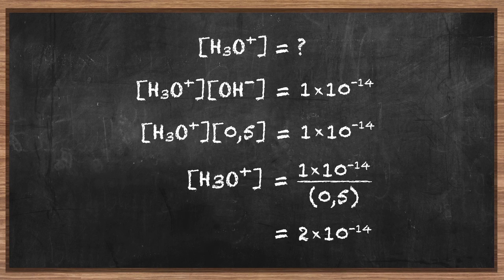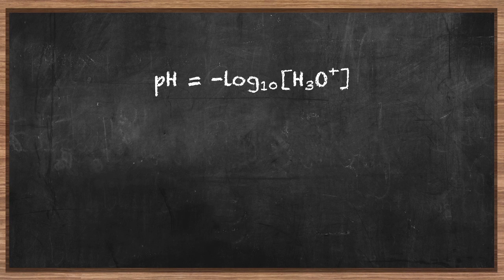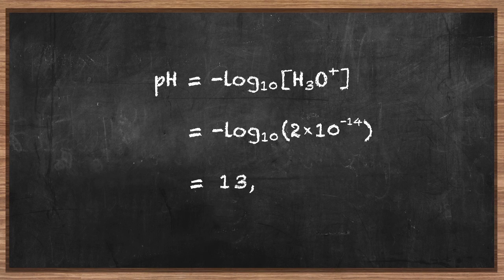Now calculate the pH. pH equals negative log to the base 10 of the hydronium ion concentration, equals negative log to the base 10 of 2 times 10 to the negative 14, equals 13,7. Pretty neat. The pH of sodium hydroxide should be close to 14, and there it is.